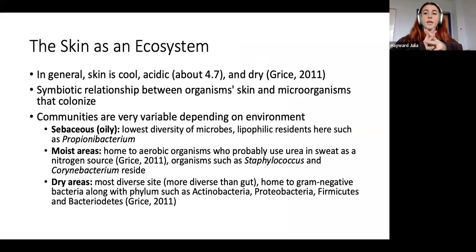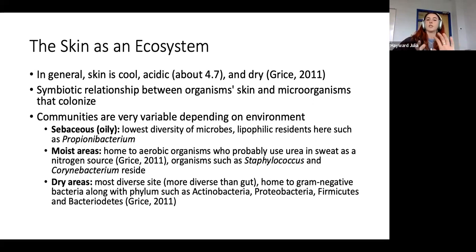All right, so now let's get into it as an ecosystem, as a home to all of these microorganisms that I'm talking about. Generally, the skin is pretty cool and acidic, about 4.7 in pH, and dry. Most of the areas of our skin are very dry, not the type of dry that we think of as dry, flaky skin, just dry in climate. There's not a lot of moisture, there's not a lot of oil, except in specialized areas, which we'll get to.